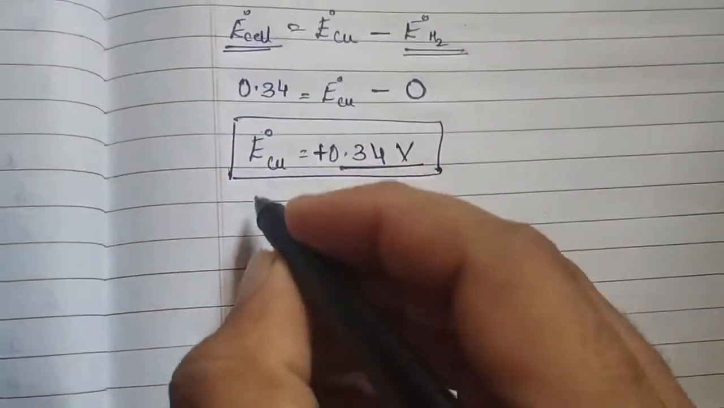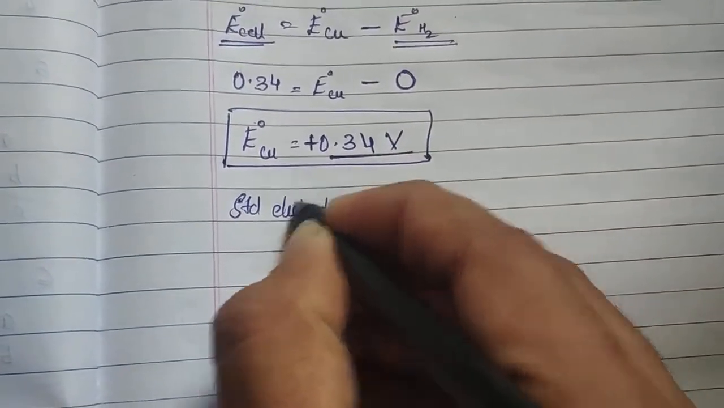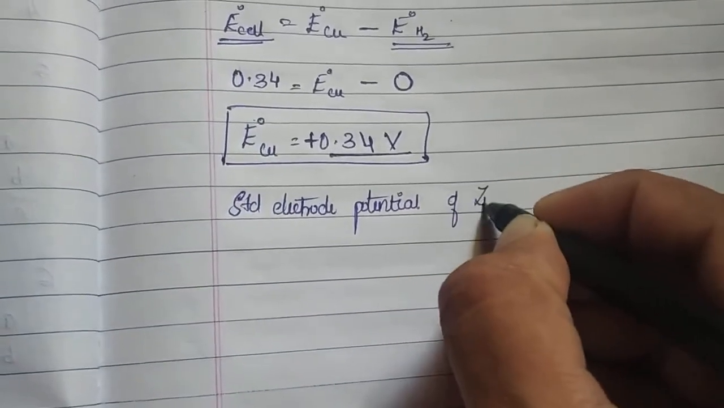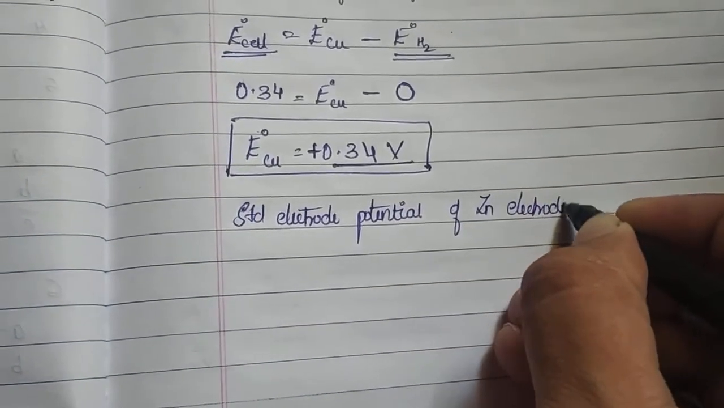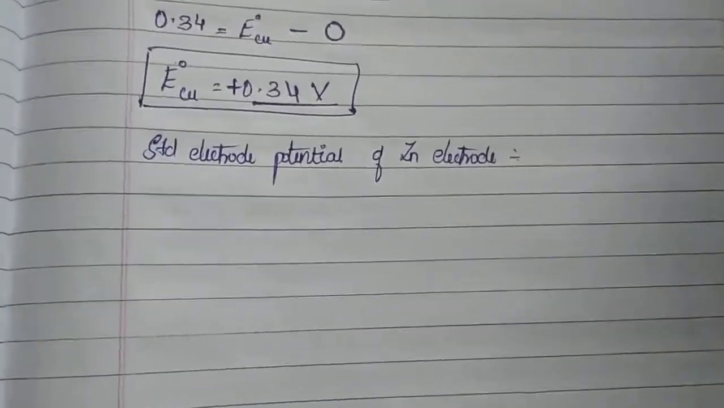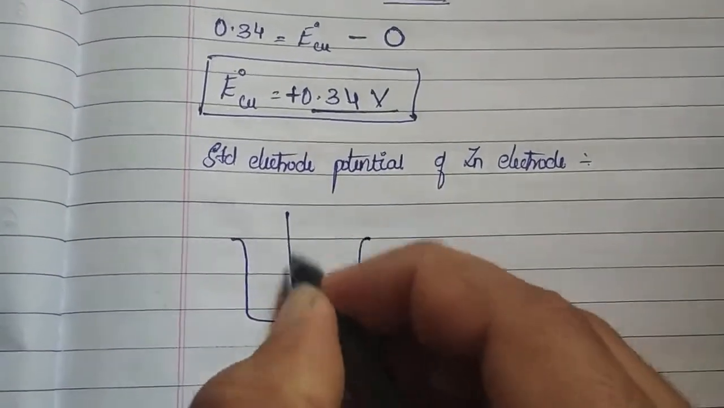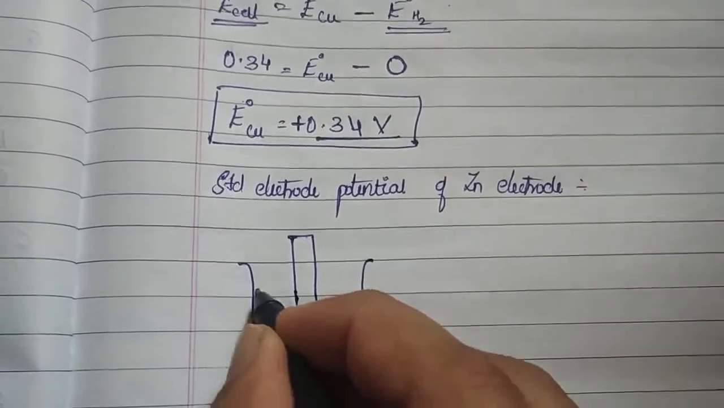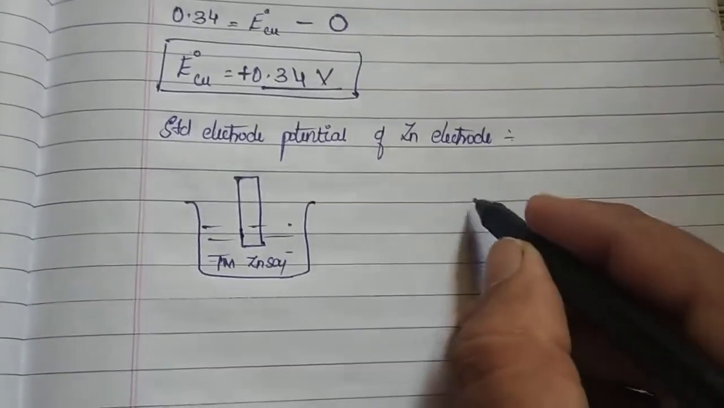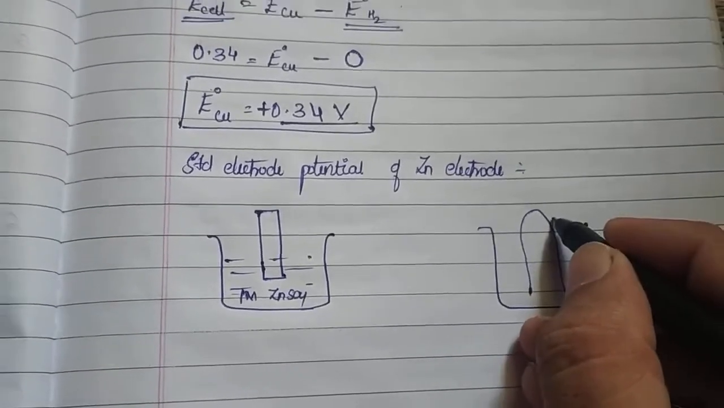But in case I have to measure the standard electrode potential of the zinc electrode, just notice how I am writing the diagram now. Okay, so if we look at the diagram, it will be in this way. Here at the left part we have taken our zinc, which is dipped in 1 molar zinc sulfate solution, and at the right part I have taken my SHE.